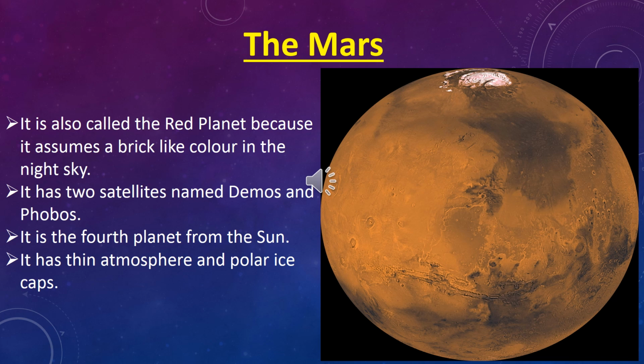It has two satellites named Deimos and Phobos. What is the satellite of the Earth? Moon. In the same way, it has two satellites which are Deimos and Phobos. It is the fourth planet from the Sun and can be seen from the Earth with the naked eyes. Like the Earth, Mars has a thin atmosphere and polar caps.